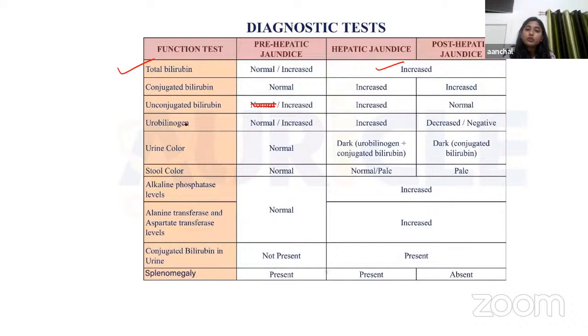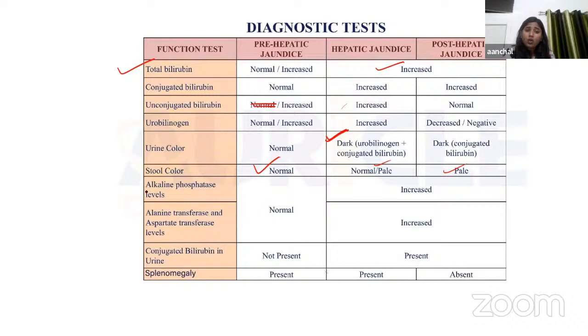And in case of urobilinogen, in prehepatic it will be normal, and in some cases it can be increased. But in hepatic it will be increased, and in post-hepatic it will be decreased. Then urine color: in prehepatic it will be normal, in hepatic it will be dark, indicating the presence of hepatic jaundice, and in post-hepatic also it will be dark. Then stool color will be normal here. In hepatic, it will be pale, and in post-hepatic also it will be pale.